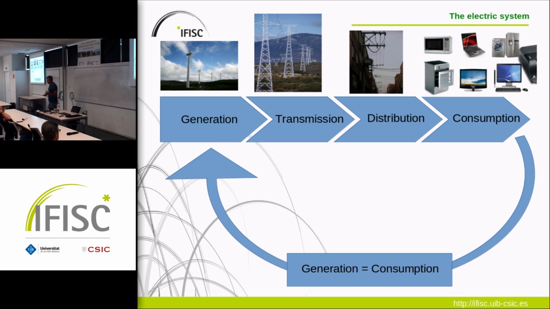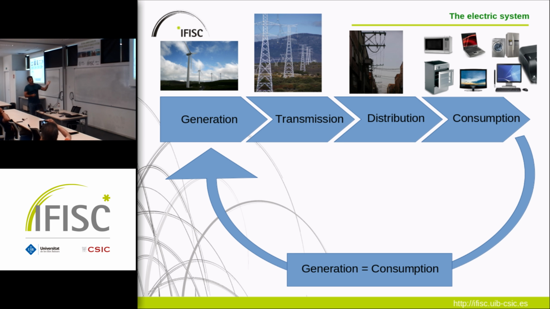Okay, so first, a general introduction of the power grid system, or the electric system. Well, of course, it is one of the most important infrastructures we have, together with the transportation system and, I don't know, sanitation or something like that, and agriculture probably. And electricity is everywhere, no? So this is a huge and very important infrastructure. Essentially, it has four stages.